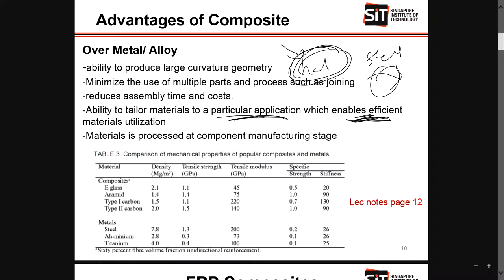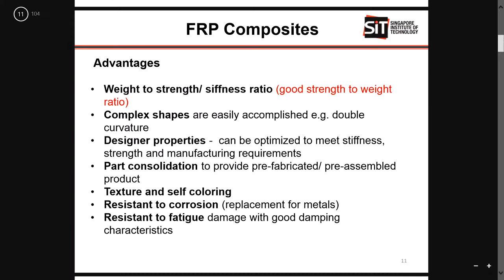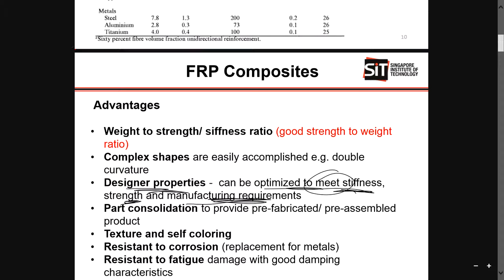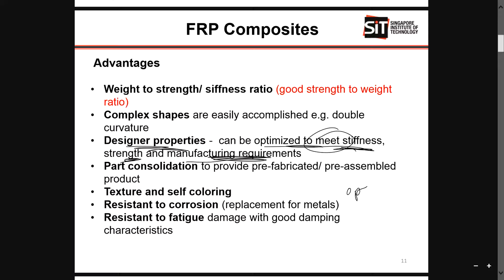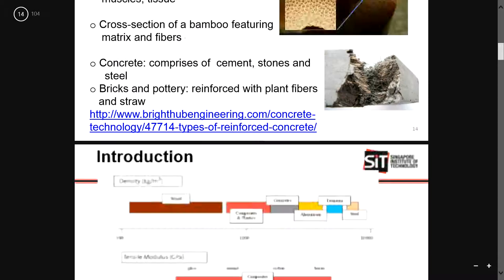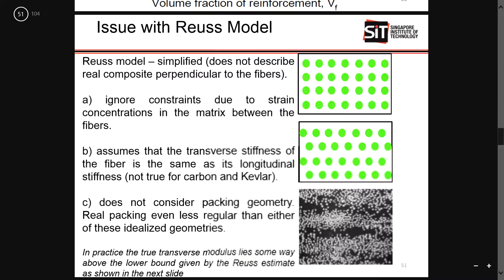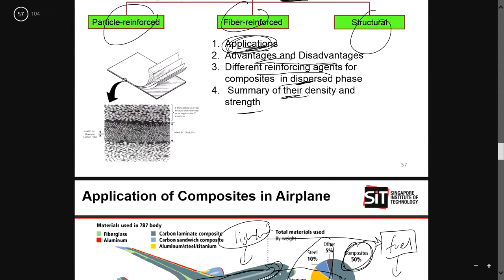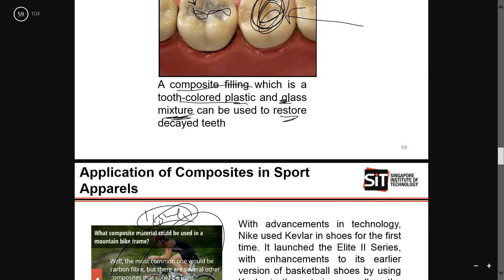And it enables efficient materials utilization. So you will not have any waste of material. And nonetheless, it is a designer property where you can optimize whatever stiffness you want and the strength that you want, and also manufacturing requirements. So you can play around with all these things in order to acquire an optimum design method, so that it can be used throughout the composite making process and design process. So all in all, these are all the application points that you may want to understand in order for you to go on to the exam questions for theory applications of composites.